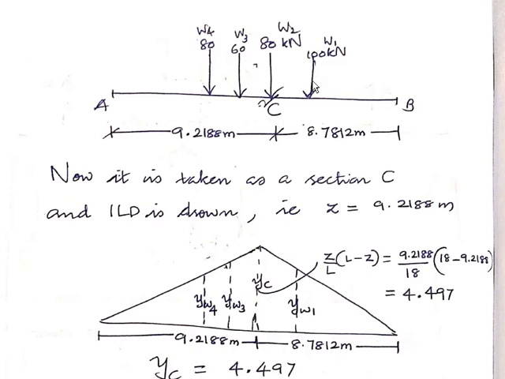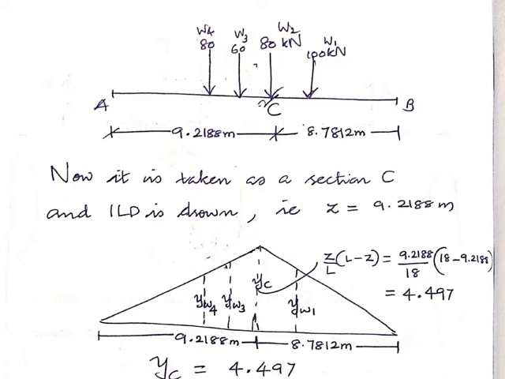I have marked all the ordinates as below. The ordinate below the load W1 is YW1, the ordinate below the load W3 is YW3, and the ordinate below the load W4 is YW4. Finally, the value of absolute maximum bending moment will be W1 into YW1 plus W2 into YC plus W3 into YW3 plus W4 into YW4. That is the value of absolute maximum bending moment on the beam.